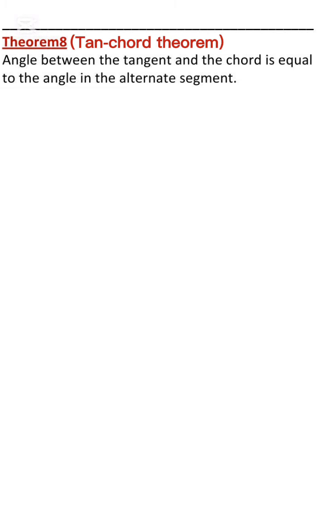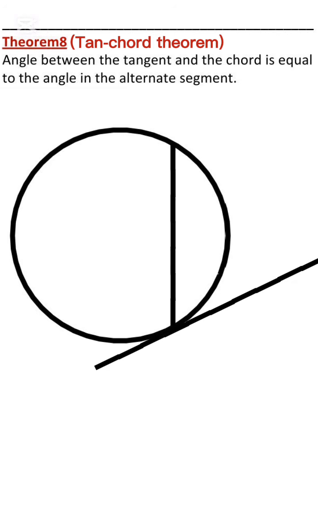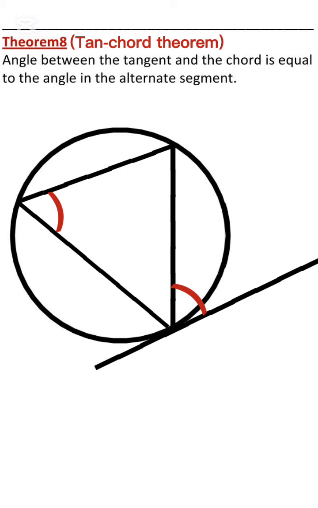Theorem 8, which is tan-chord theorem. Angle between the tangent and the chord is equal to the angle in the alternate segment. Let me break it down for you. When a tangent and a chord intersect on a circle, they form an angle. The angle formed is equal to the angle in the alternate segment, which is the segment on the opposite side of the circle from the angle that is between a tangent and a chord.